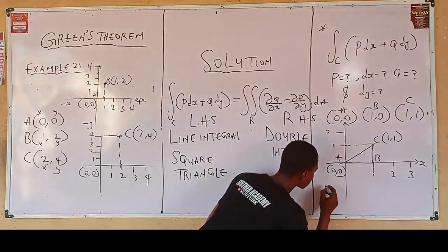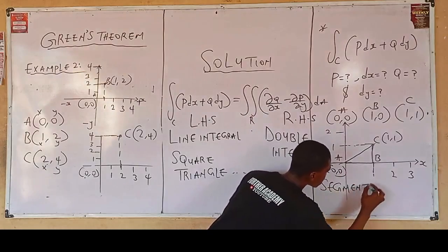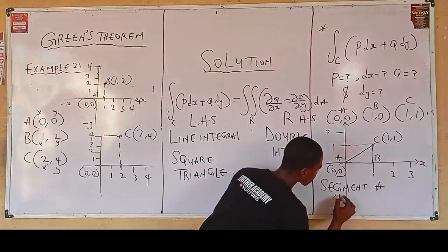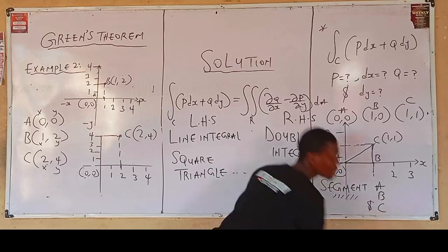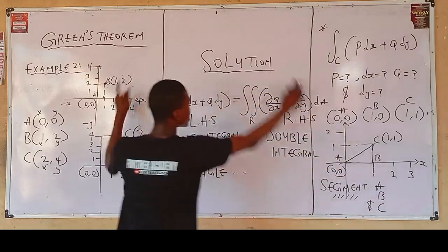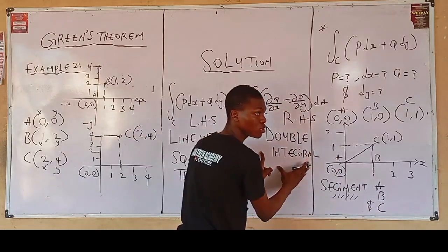The first one is what? Segment A, right? The next segment is what? B, and the last one is what? C. Now, mathematically, this is Green's theorem. This is the line integral. This is the double integral.